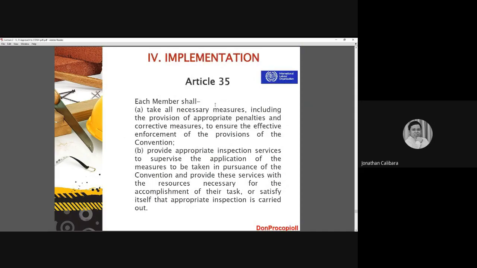Each member shall know the duties and responsibilities as a member of the organization. For example, my company is a member, one unit here in DOLE or in ILO. So our company has responsibility towards safety. Whatever happens in your area or among your people, these are duties, and they should be protected. Okay, I think we already discussed this one.